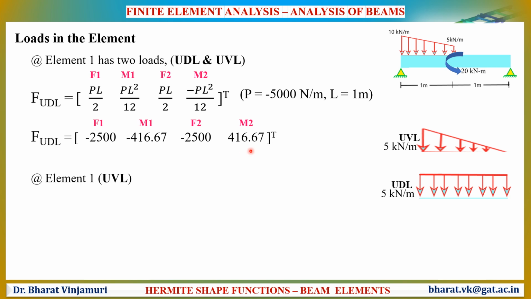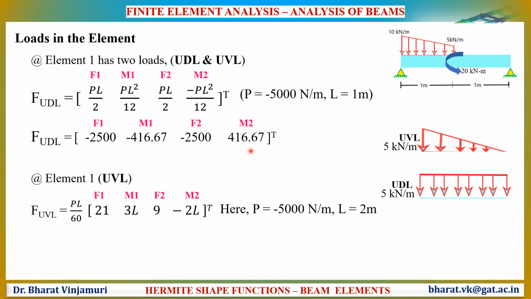Let us also find the uniformly varying load at element 1. The equation for uniformly varying load is as shown here. In this case, the value of P is minus 5000 Newton per meter and the value of length will be 2 meters. By substituting the values of P and L, we will be able to determine the values of UVL. So, we have obtained the values of uniformly distributed load and uniformly varying load at element 1.